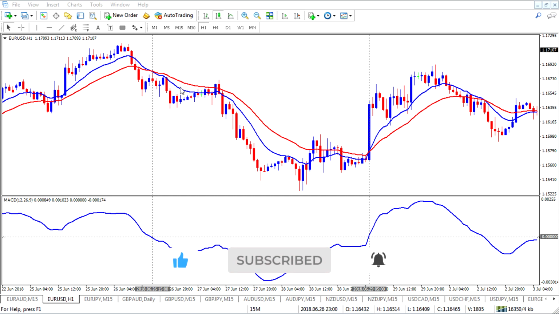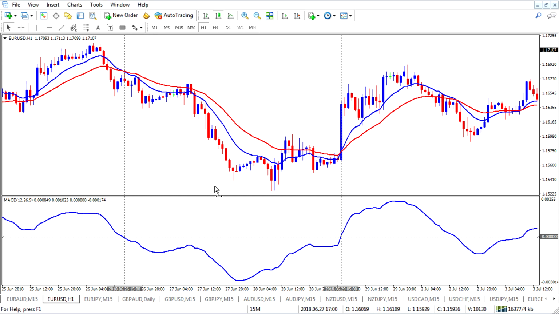As the 12 moves away from the 26, as it diverges, we see that the MACD line moves away from its 0 line. As the 12 comes towards the 26 or converges, we see that the MACD line comes towards its 0 line. So the wider the gap, the farther away from the 0 line; the narrower the gap, the closer it is to the 0 line.